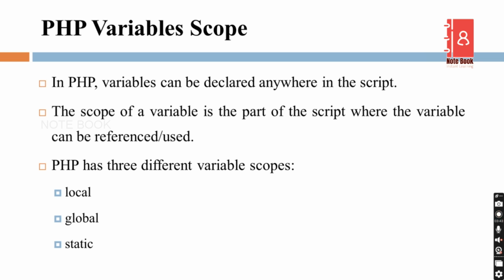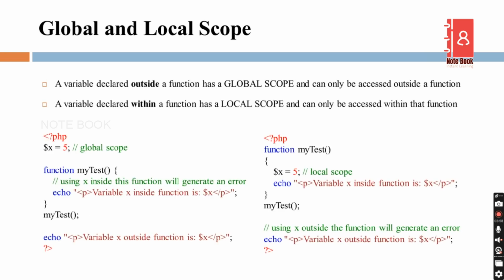PHP variable scope. In PHP, variables can be declared anywhere in the script. The scope of a variable is the part of the script where the variable can be referenced or used. It has three different scopes: local, global and static. You can see global and local scope. A variable declared outside a function has a global scope and can only be accessed outside a function. A variable declared within a function has a local scope and can only be accessed within that function.